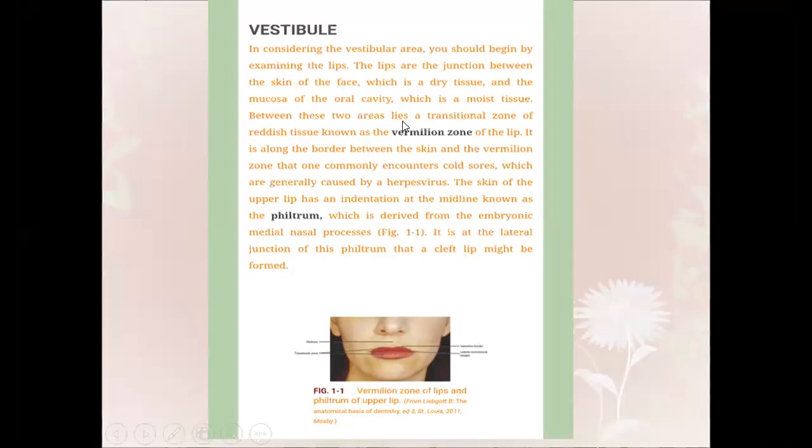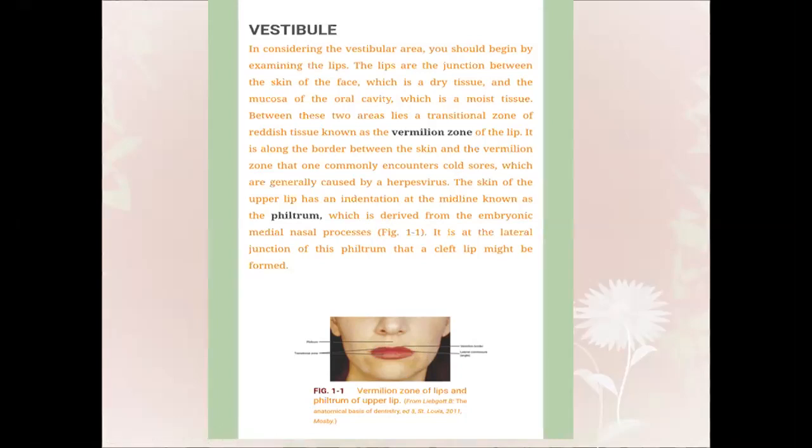Between these two areas lies a transition zone, or the reddish zone, known as the vermilion zone of the lip. It is along the border between the skin and the vermilion zone that one commonly encounters cold sores, which are generally caused by herpes virus. This is the commissure, or the corner of the lips.